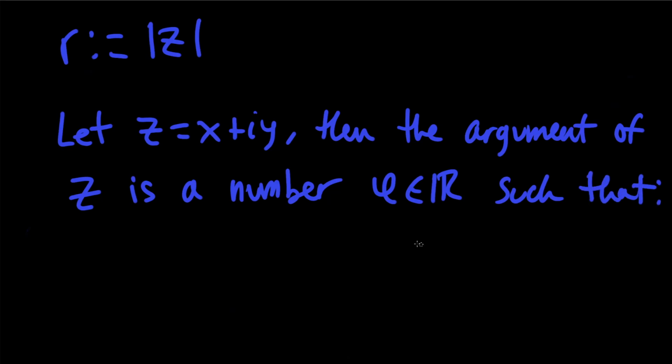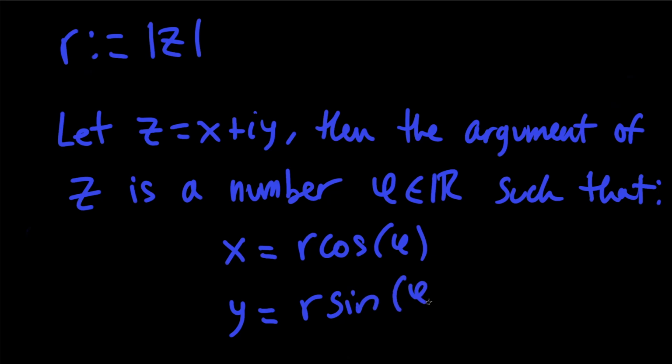We're going to go ahead and write our definition down here. So it's a real number phi such that x, or the real part of z, is equal to r cosine of phi, and the imaginary part of z, or y, is equal to r sine of phi. And this is the formal definition of the argument. For those that may be new to this, this may not mean anything to you, and that's completely fine, because right after this, I'm going to give an intuitive explanation of what the argument is. So let's do that.